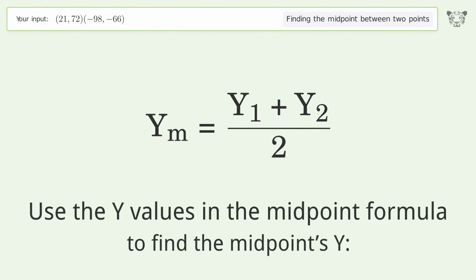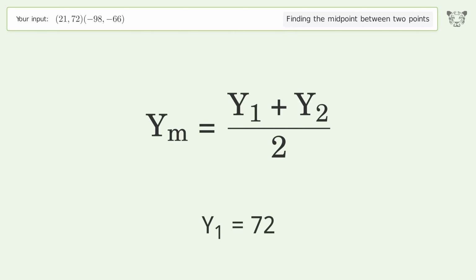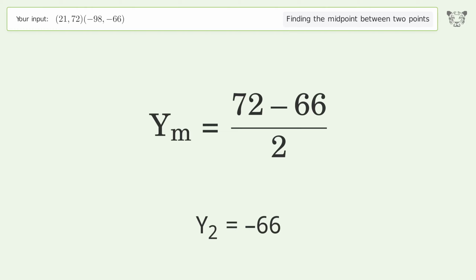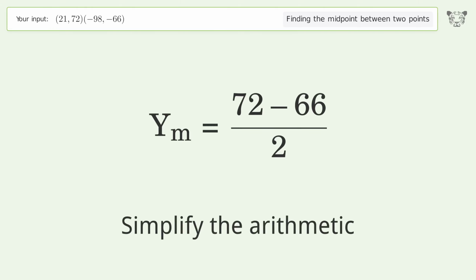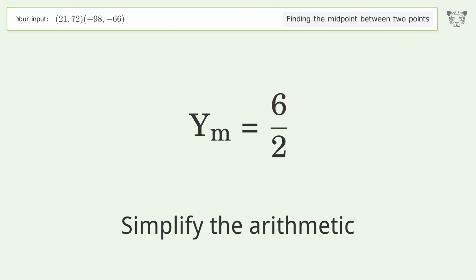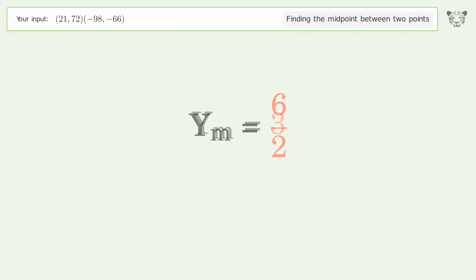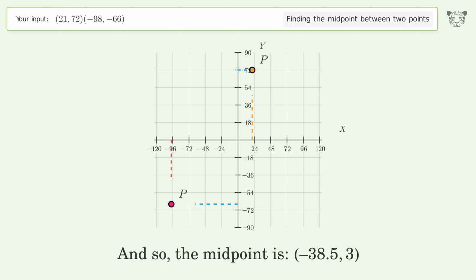Use the y values in the midpoint formula to find the midpoint's y. y1 equals 72. y2 equals negative 66. Simplify the arithmetic. And so, the midpoint is negative 38.53.